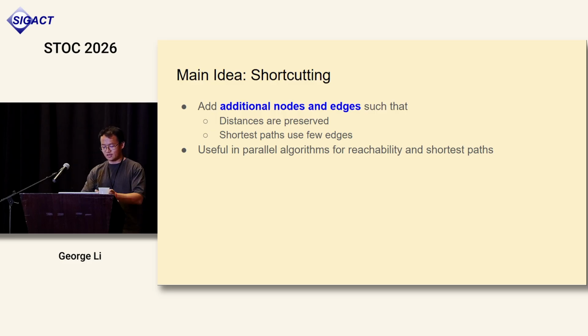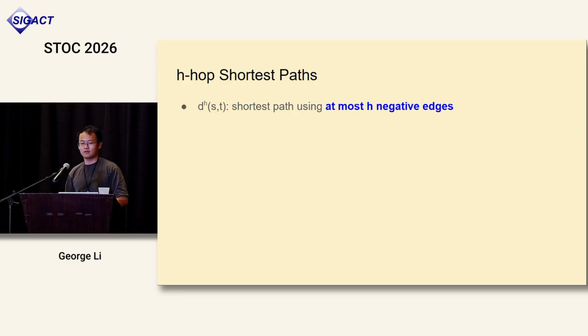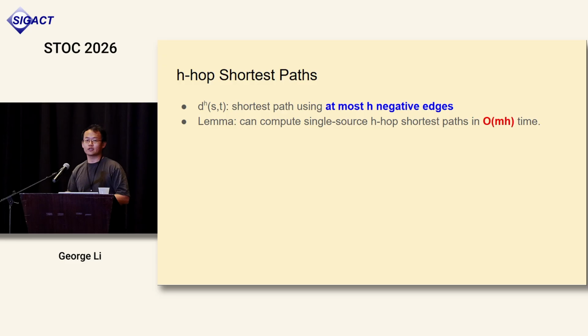Okay, but that doesn't immediately suggest any way to apply it for the negative weight shortest path problem. So for this, I need to define this concept of h-hop shortest paths. The h-hop shortest path is the shortest path between, let's say, S and T, using at most h negative edges. And it turns out that you can compute h-hop shortest paths in mh time. So if h is small, then this is a lot faster than Bellman-Ford.